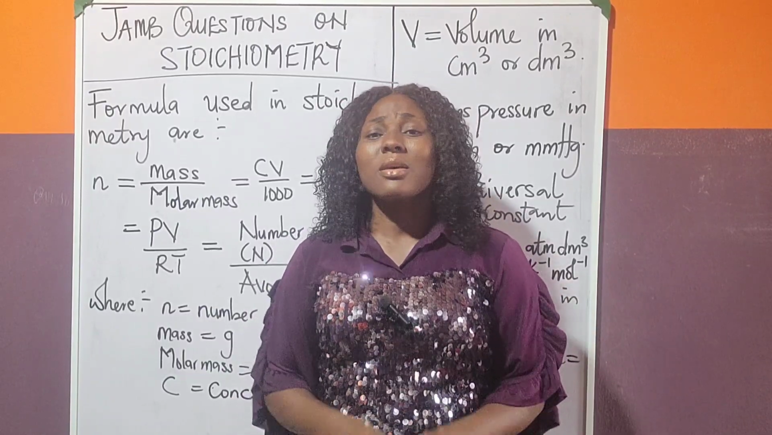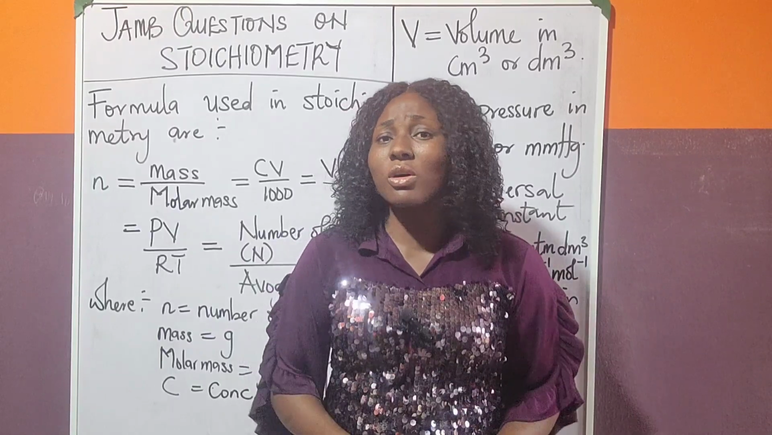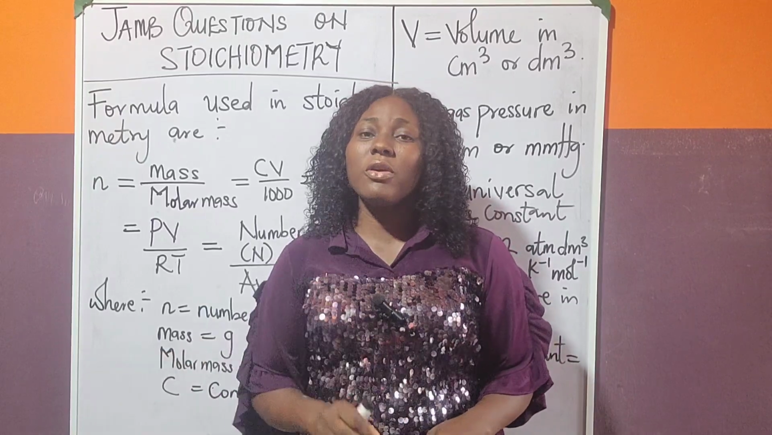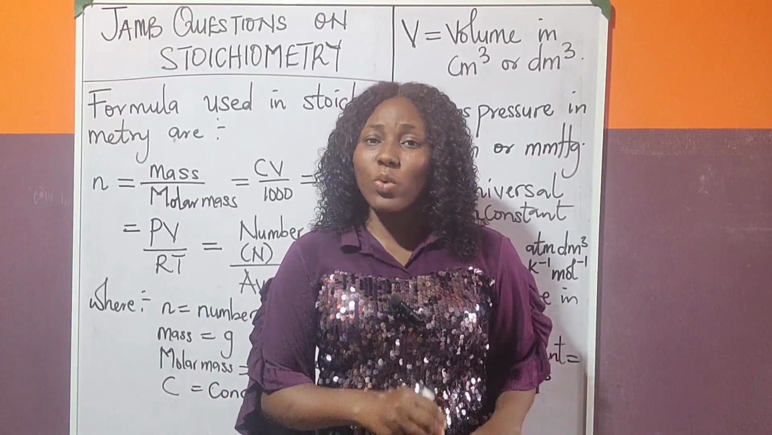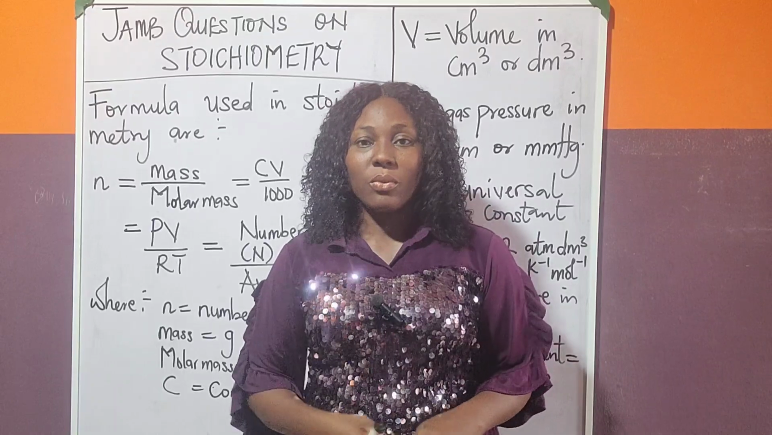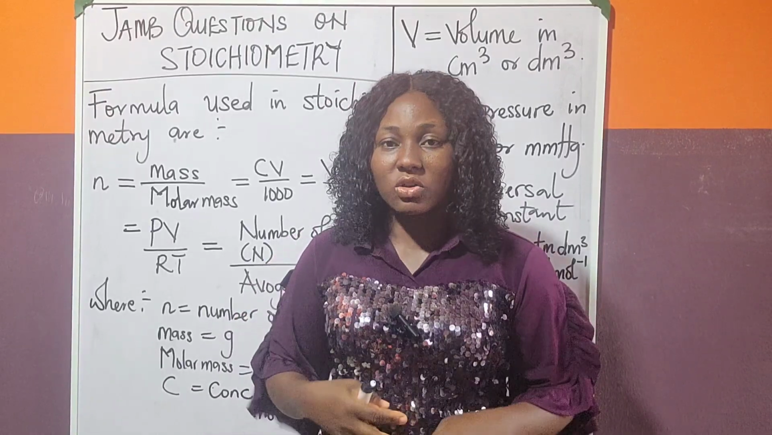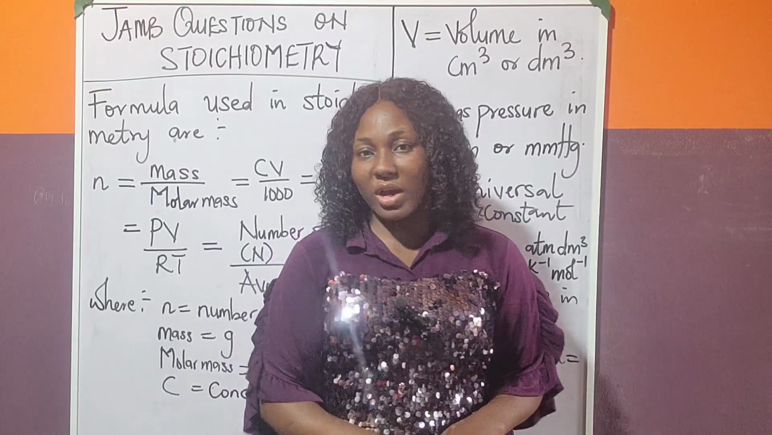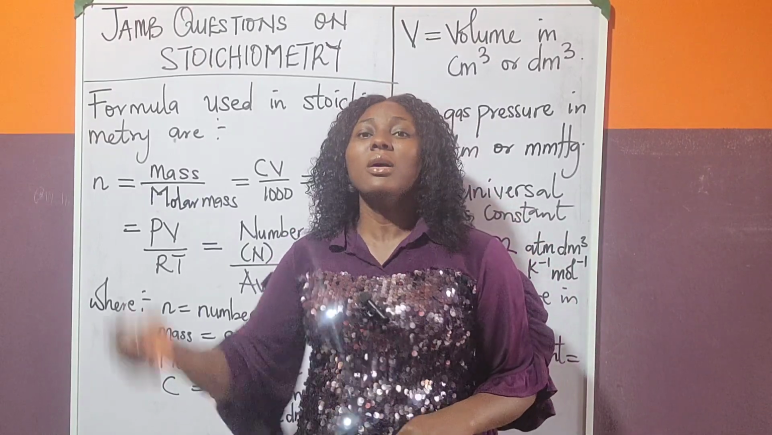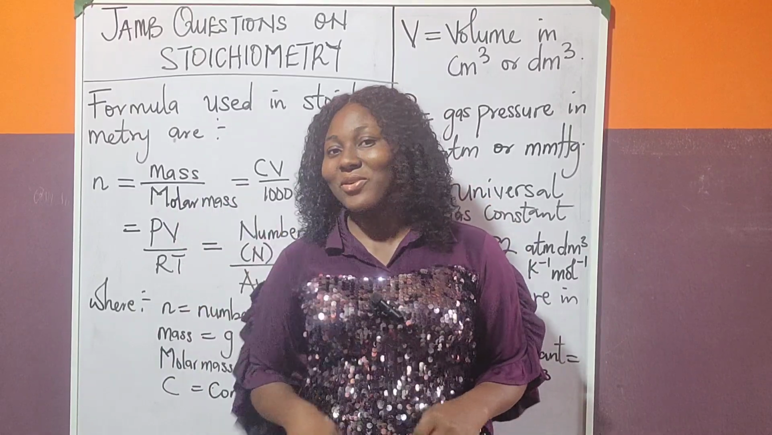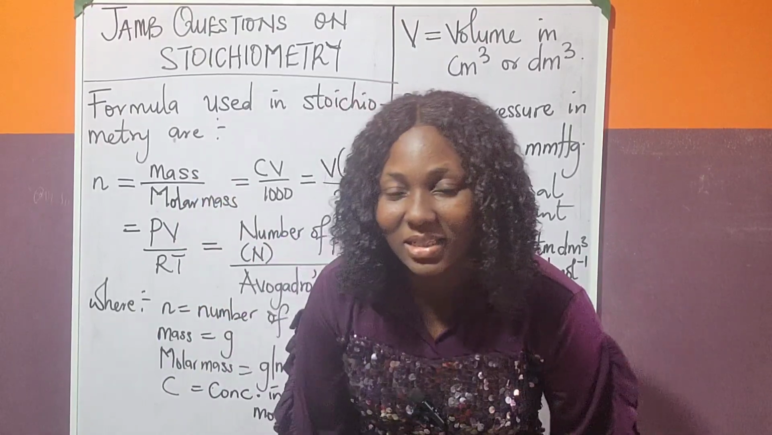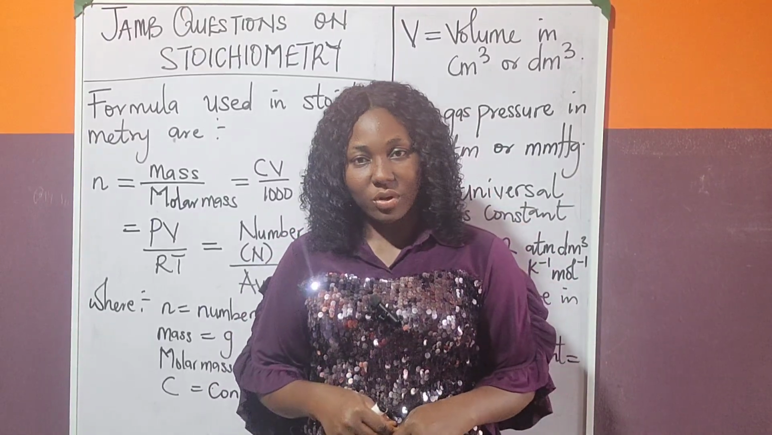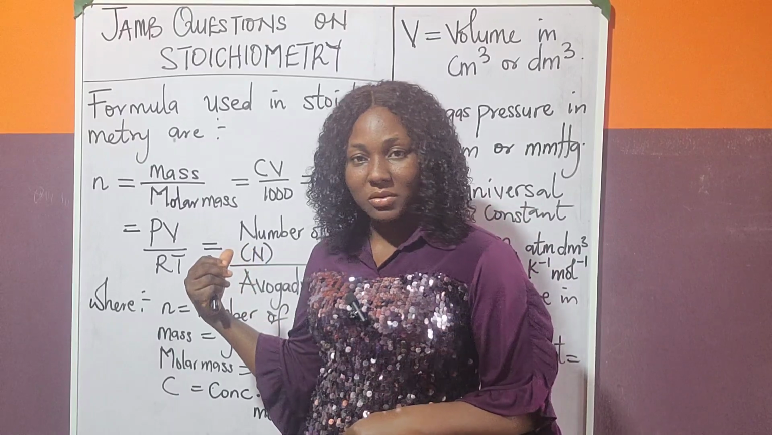It can be mass, volume, concentration in mole per dm cube or gram per dm cube, and so on and so forth. So whenever we want to calculate the relationship between these various quantities involved in chemical reactions, we talk about it under stoichiometry. So once you hear stoichiometry, calculations should strike your mind. So, the various formulas that you can use to solve stoichiometry in chemistry. Let's dive into it fast.